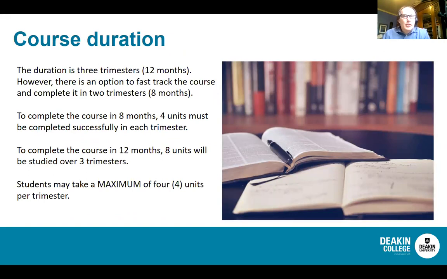So most students complete the Diploma of Business course in 12 months. What happens is you'll enroll in 3 units in your first trimester, 3 units in your second trimester, and 2 units in the third trimester. Some students decide to do the course in 8 months, which is quite a heavy load. It means doing 4 units in your first trimester and then 4 in the second trimester.